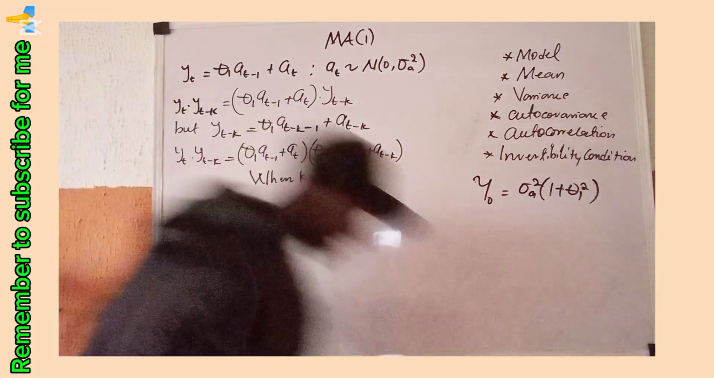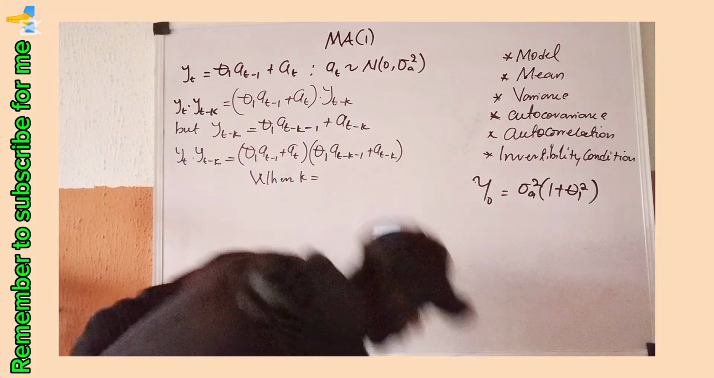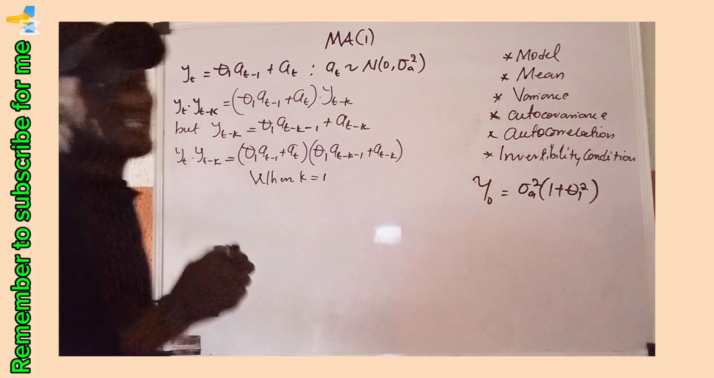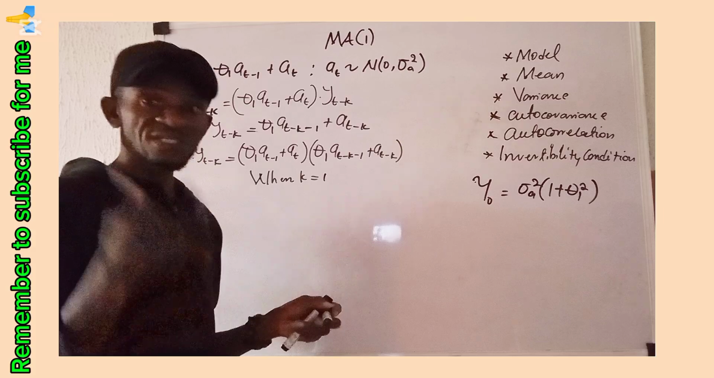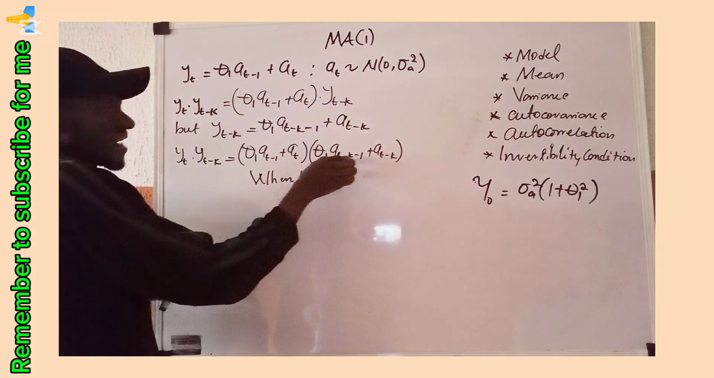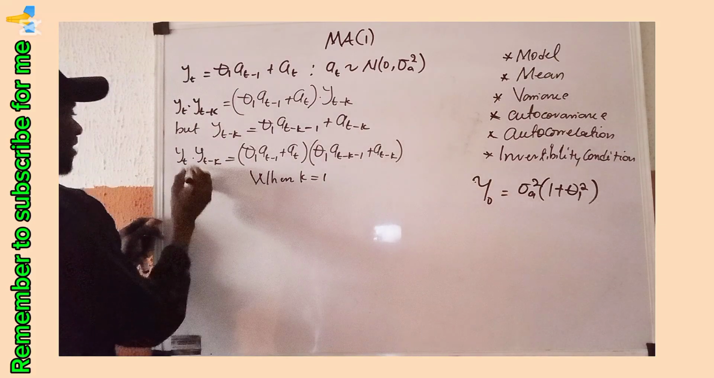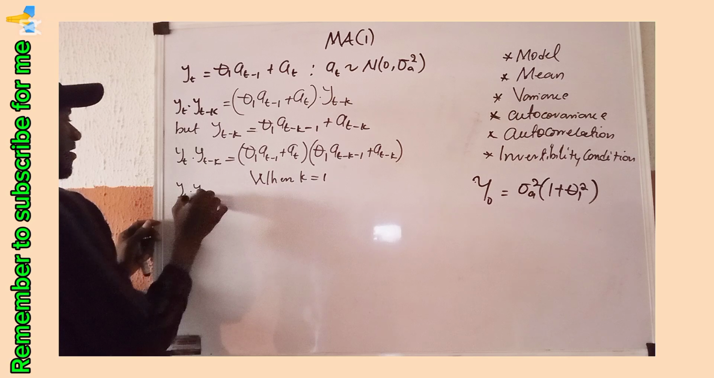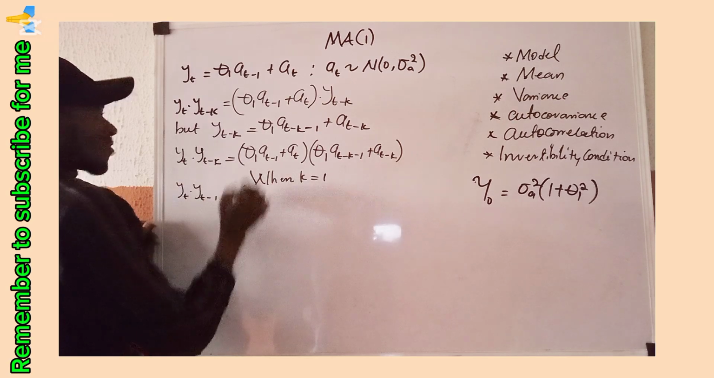So we are going to say when k becomes 1. The first one we did was when k is 0. So here is when k is 1. So when k is 1, you return back here. Anywhere you see k, you are going to put 1 there. So in that case, what you are going to have here becomes Y of t multiplied by Y of t minus 1, because k has become 1. This is equals to, you open a bracket.